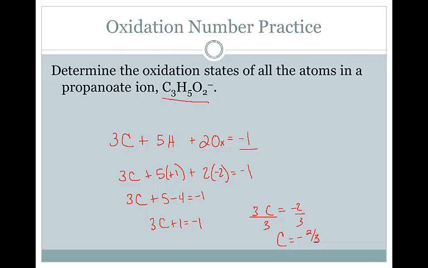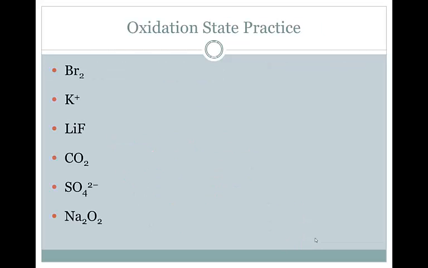All right, so let's do some more practice. Br2, that follows our first rule. That's going to be a zero because it's an element. So both bromines are zero. This is a monatomic ion. I believe that's the second rule. So that's going to be a plus 1. Lithium fluoride. The ionic compound, so lithium is going to be a plus 1, fluorine is going to be a minus 1. Alright, now we have 2 nonmetals.